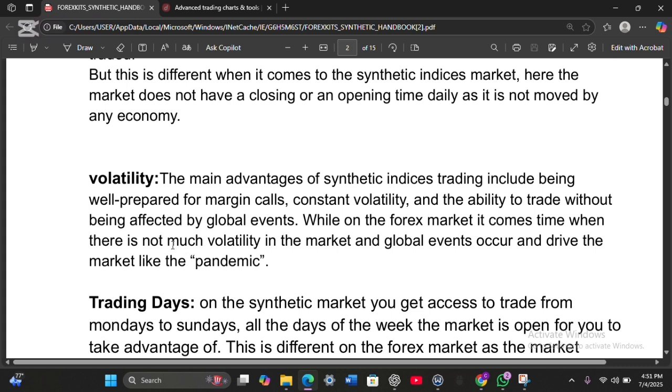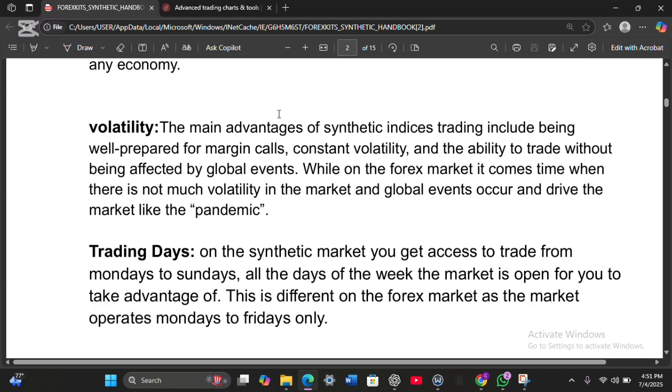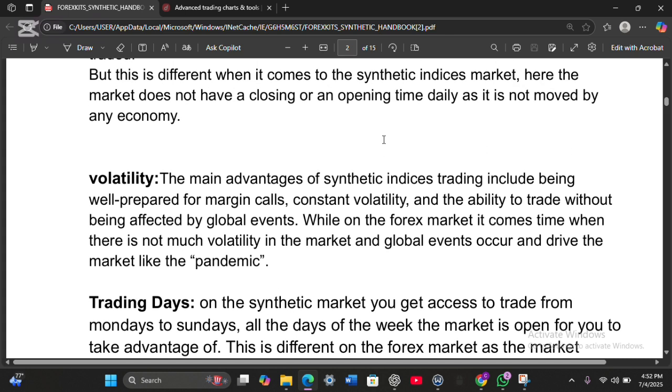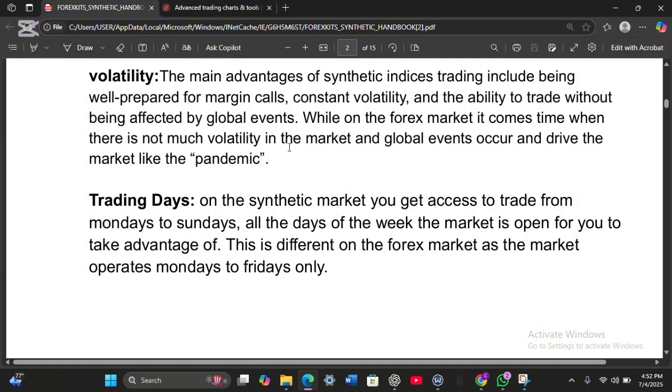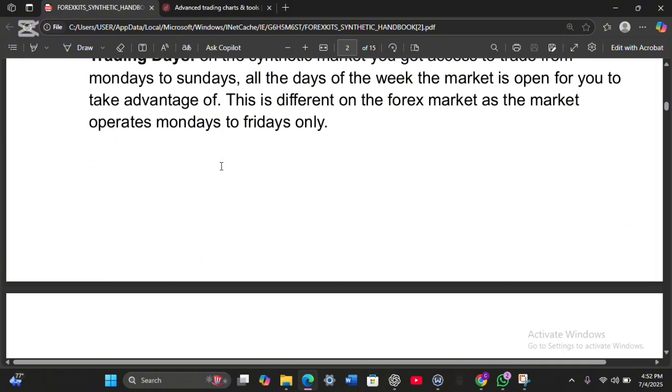But when it comes to the synthetic indices market, the volatility is constant. It's not moved by the economy, and you'll be well prepared for margin calls and all that, since the volatility is constant. So also, I think this is the last one.